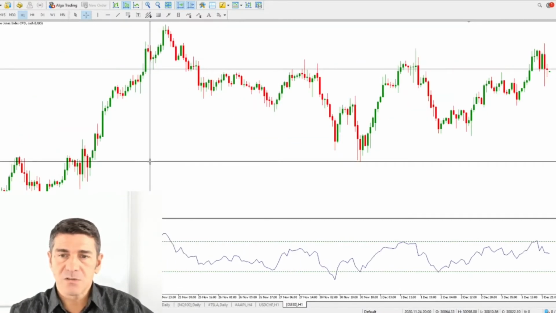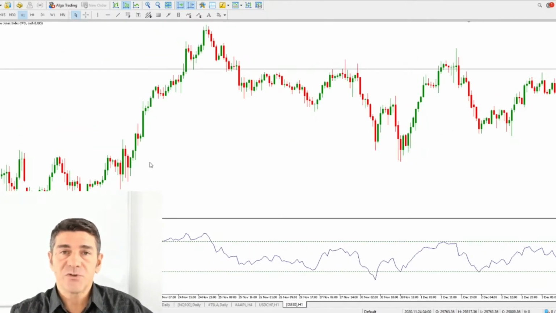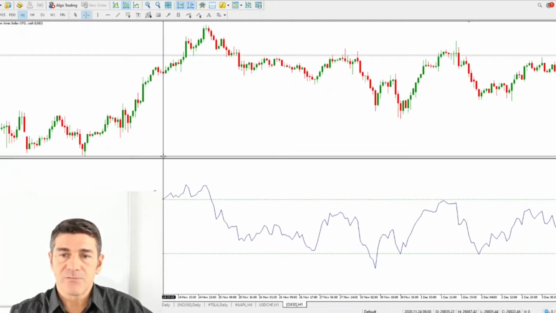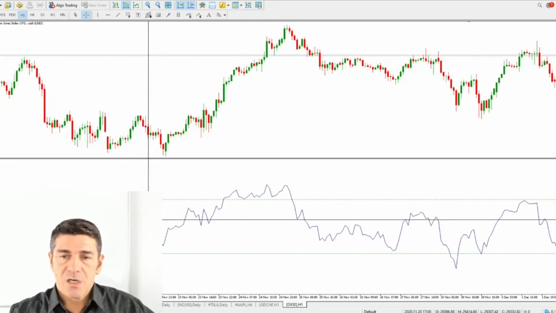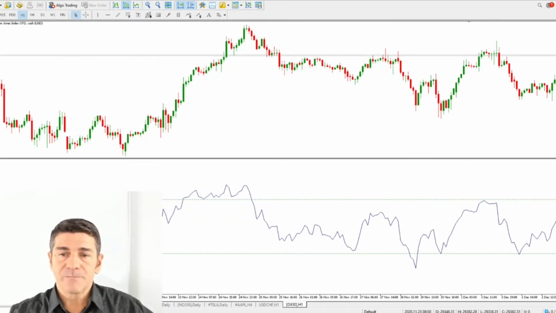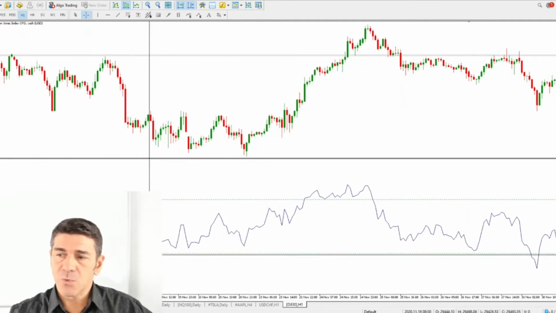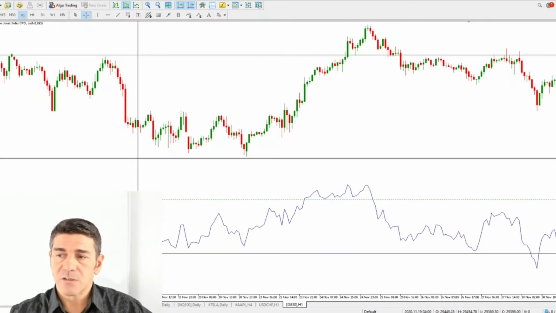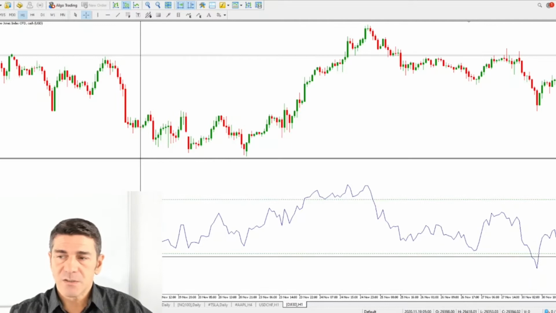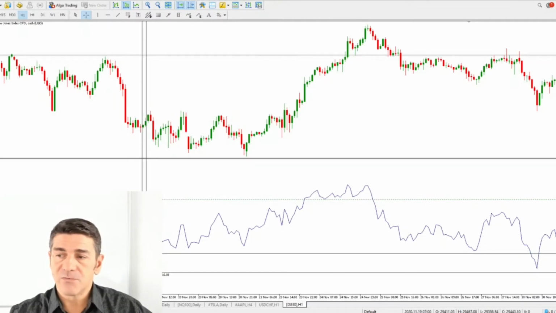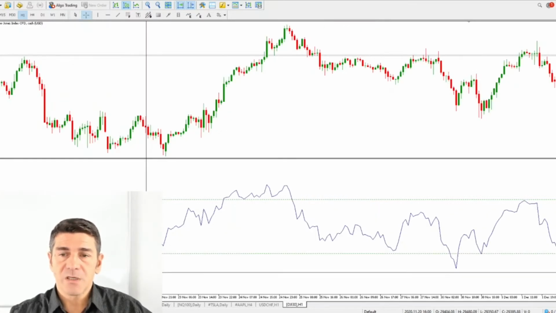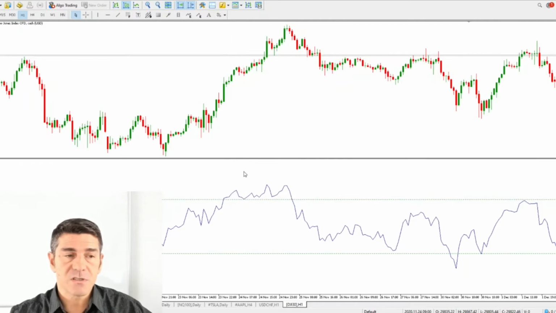Let's at the beginning discuss the main features of this indicator. The standard setup of RSI is for 14 periods. RSI is a traditional oscillator, and the basic levels are 30 and 70. Levels below 30 are considered an oversold market, and above 70 is considered an overbought market.